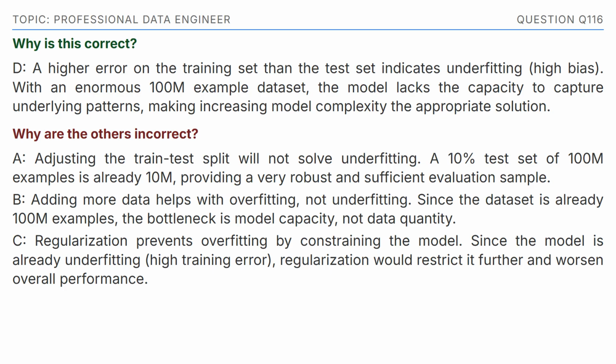B. Adding more data helps with overfitting, not underfitting. Since the dataset is already 100M examples, the bottleneck is model capacity, not data quantity. C. Regularization prevents overfitting by constraining the model. Since the model is already underfitting, high training error, regularization would restrict it further and worsen overall performance.